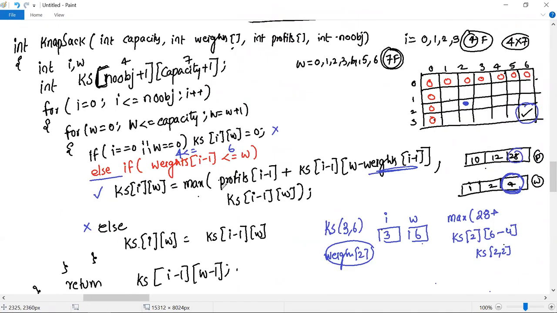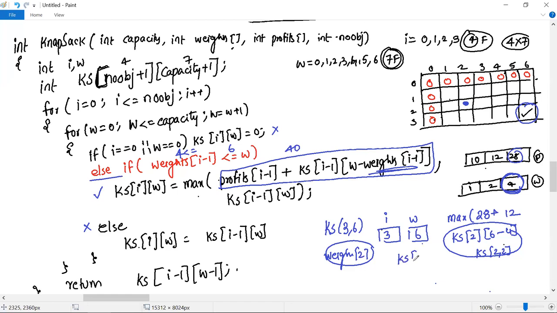Now we know that this value we got is how much? 12. Right? Yes. So 28 plus 12 is 40. And it is asking Ks of 4, sorry, 2 and 5. The 2, 5 value was 22, right? We know that because it was populated throughout the course of this 22. So the value of this one will become what? 40. This code is not executed and I value will become 4 and W value will become 7.